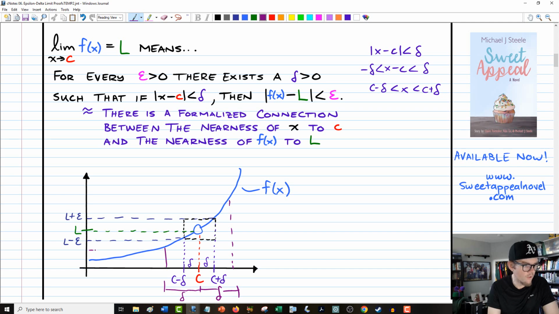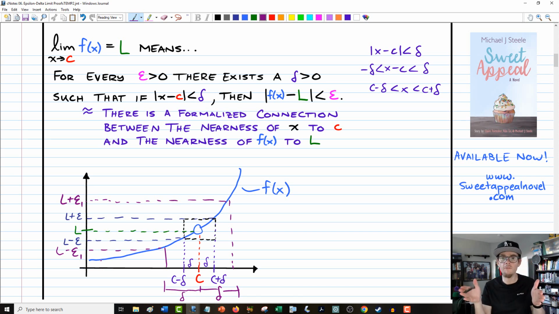Then what happens is, of course, epsilon's going to get bigger as well. All of a sudden, you're further away from the limit value, so you just have L plus a bigger epsilon, and L minus that bigger epsilon. You just sort of increase the range. The further you are away from c in the x direction, the further away you end up being from L in the y direction. So that is our formal connection.